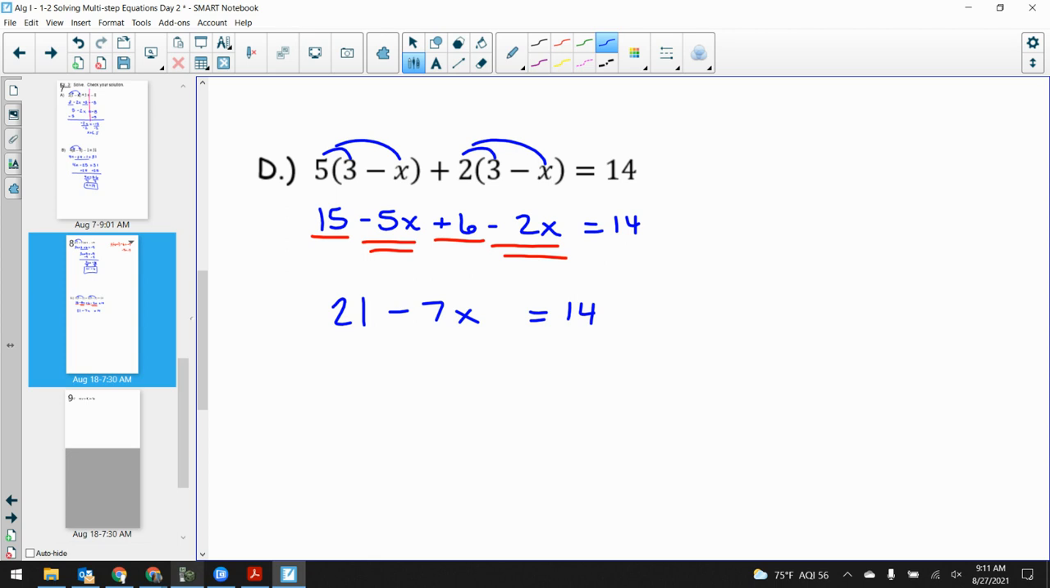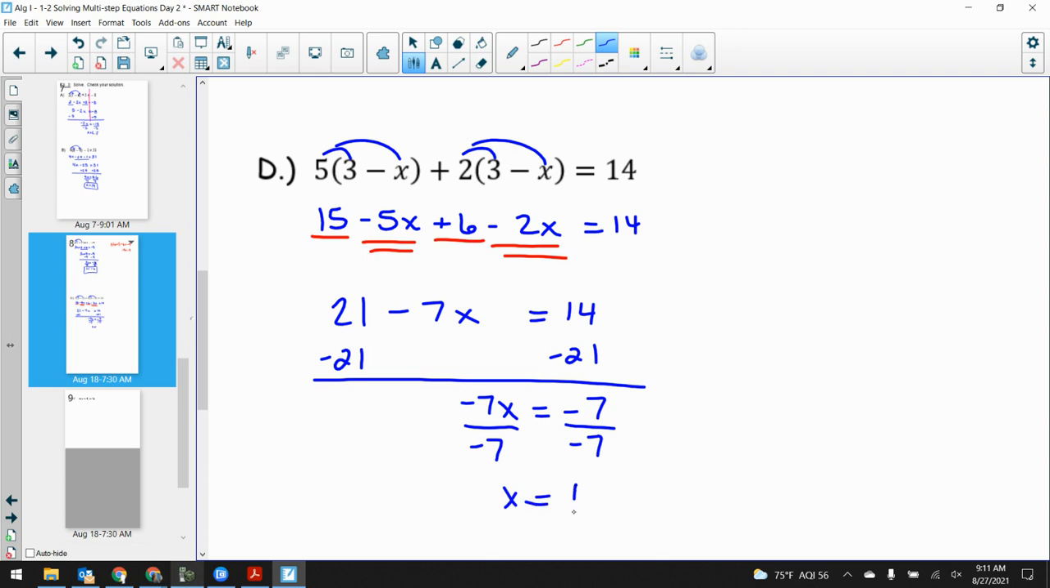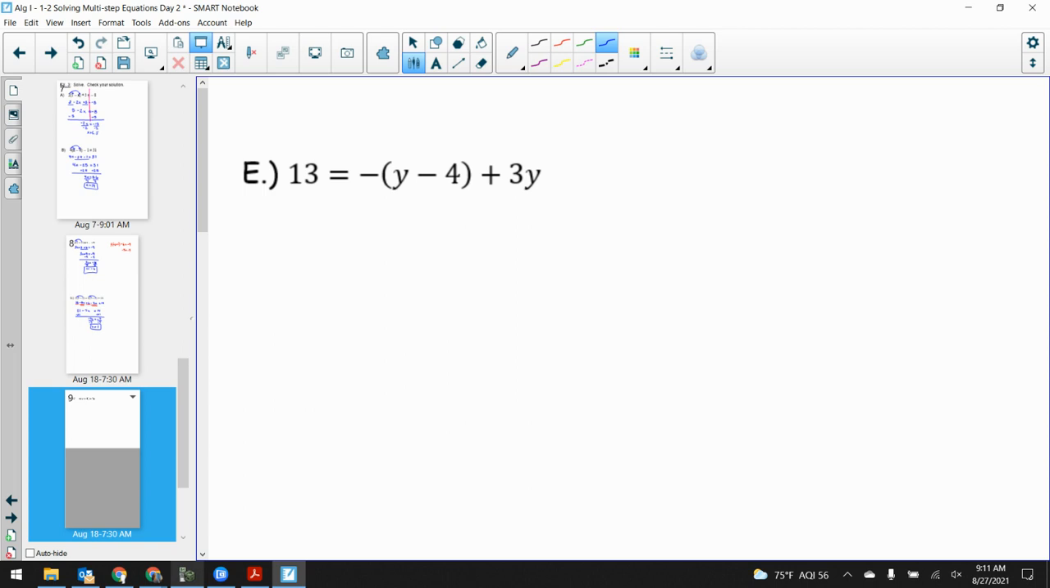What would I do to solve this? Brianna? Subtract 21 from both sides. Good. I have a negative 7x is equal to, okay, look at that, negative 7. We divide by negative 7. X is 1. Questions about that one? Let's do E. Oh, sorry. Nope, I'm right. Let's do E.